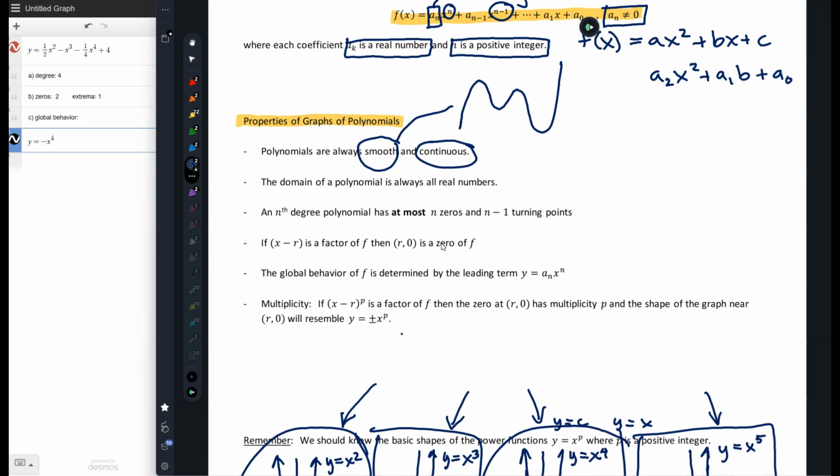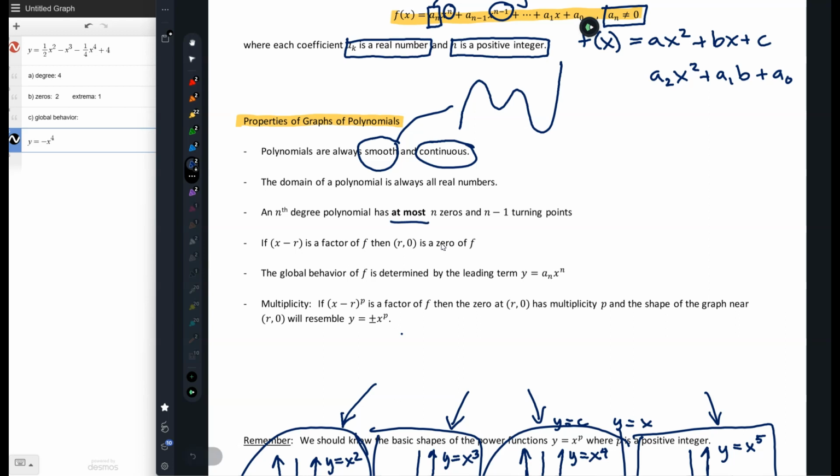You also hopefully spotted that the domain is always all real numbers. We're taking numbers and raising them to positive integer powers, multiplying by constants, adding and subtracting. None of those operations allow for a domain problem. Domain problems happen when you divide by 0, take square roots of negatives, take logs of negatives, things like that. None of that's happening. Here's our at most rule. So we went over that.